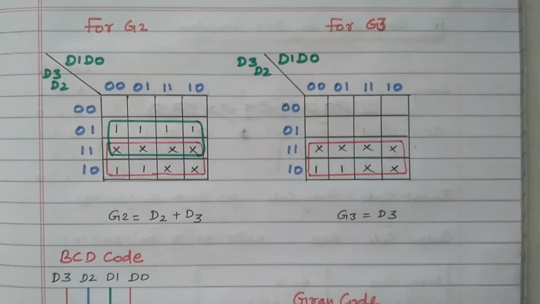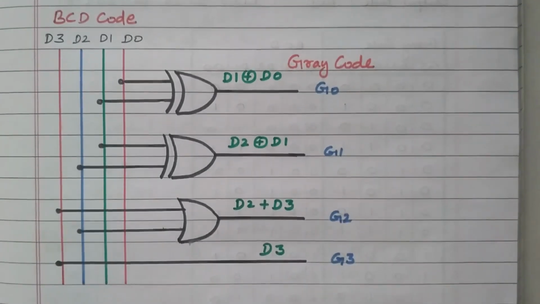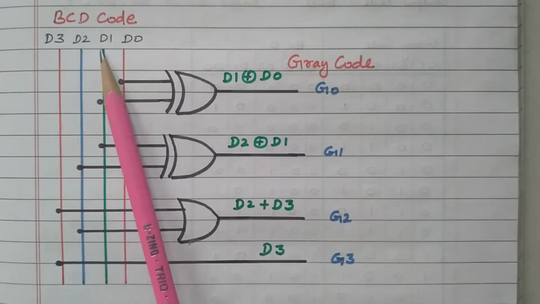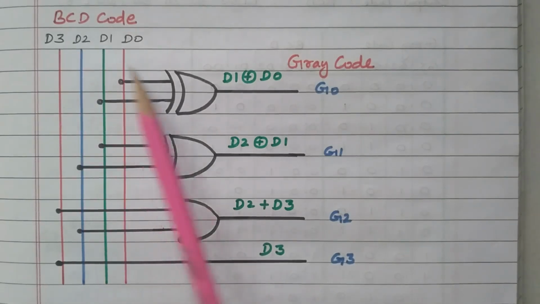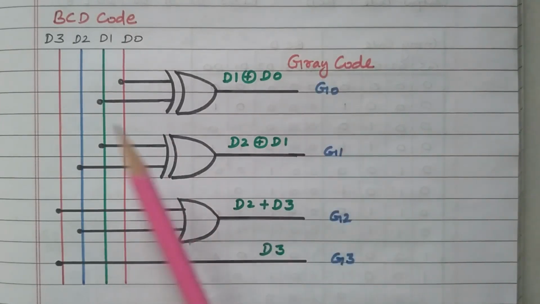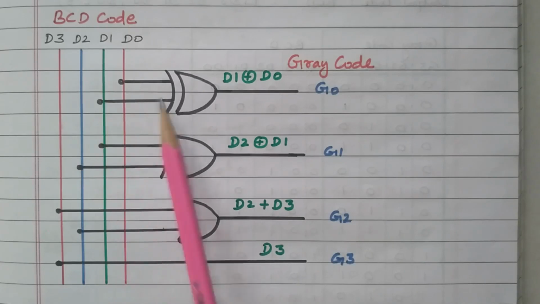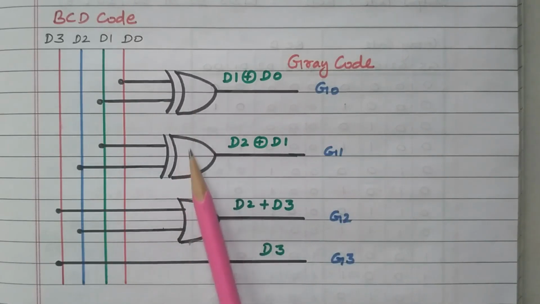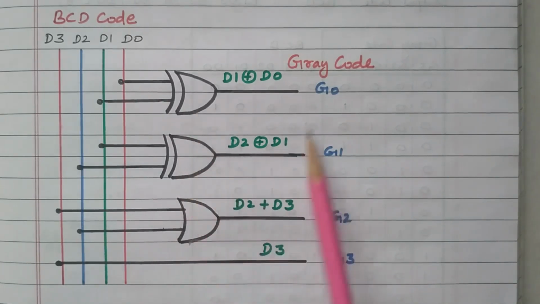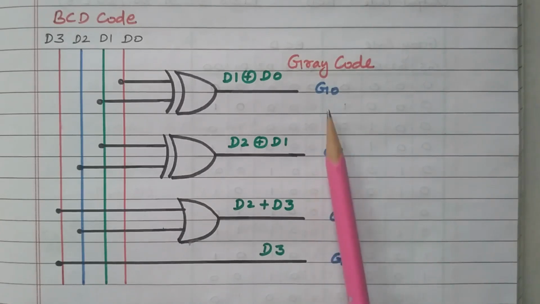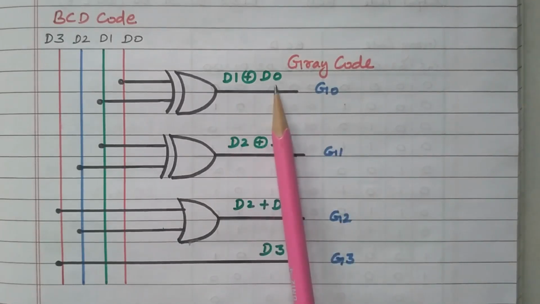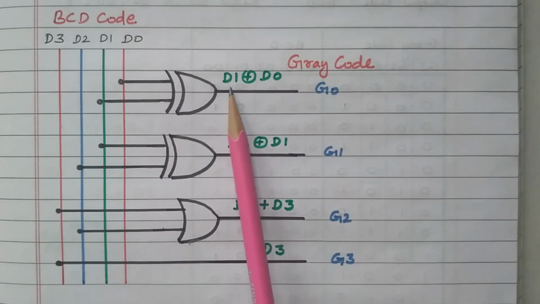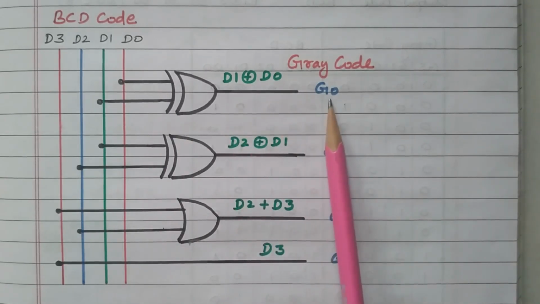Now we'll implement these Boolean expressions using logic gates. So this is the BCD code, D3, D2, D1 and D0. This is the output gray code. So 4 inputs are available. According to our requirement, we can connect. For G0 and G1, as we already discussed, we have XOR gates. By a single XOR gate, we can get the output gray code of G0 and G1. G0 is nothing but D1 XOR D0. So we connect D0 and D1, and we get D1 XOR D0, which is G0.